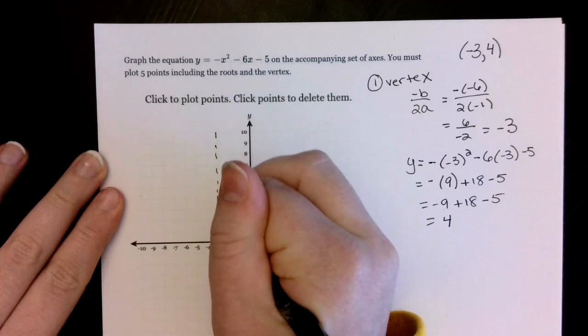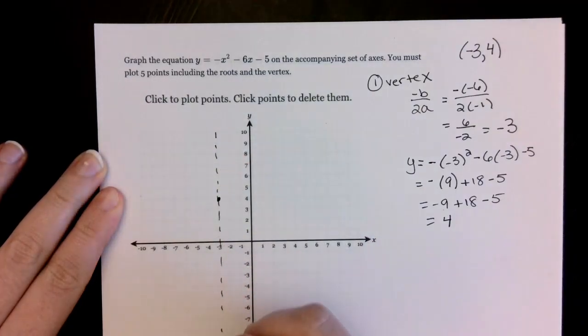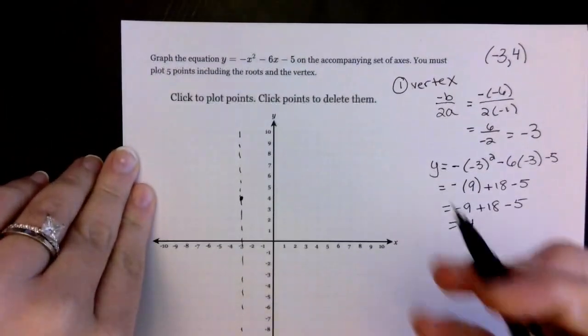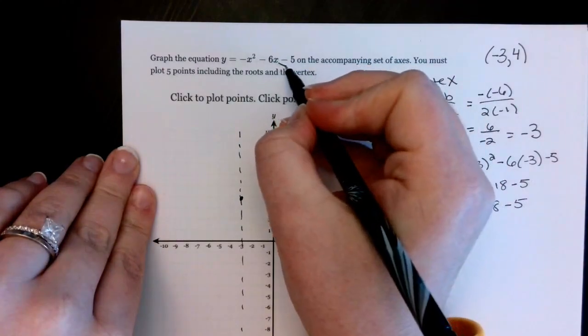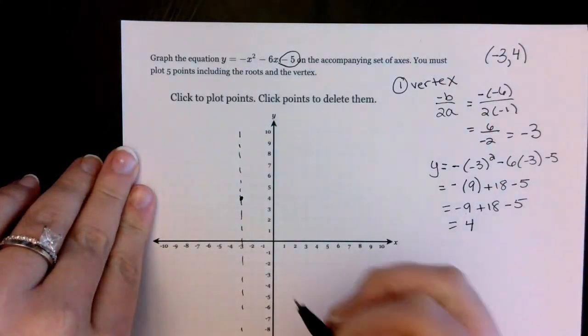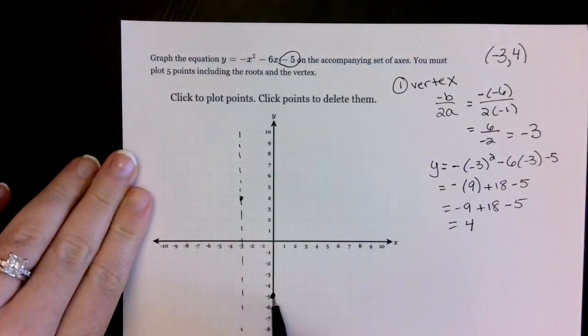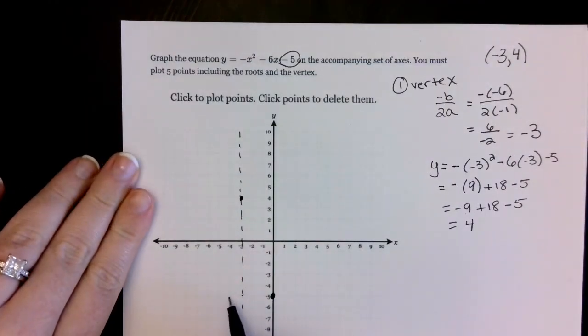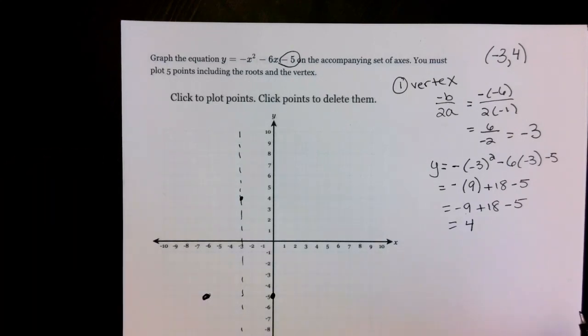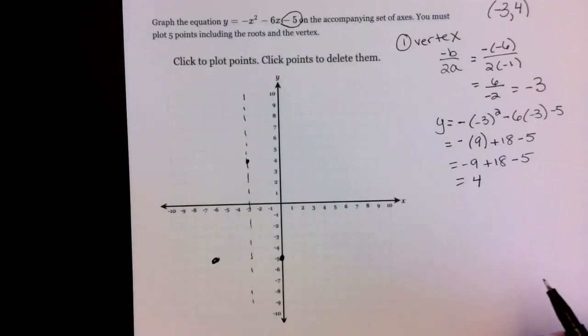Going to just graph or look at my axis of symmetry. I know my y-intercept is negative 5. I am 1, 2, 3 away, so I need to go 1, 2, 3 away. And then I also need my roots.